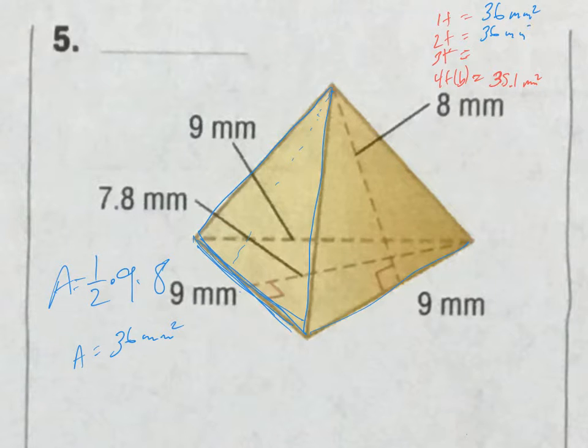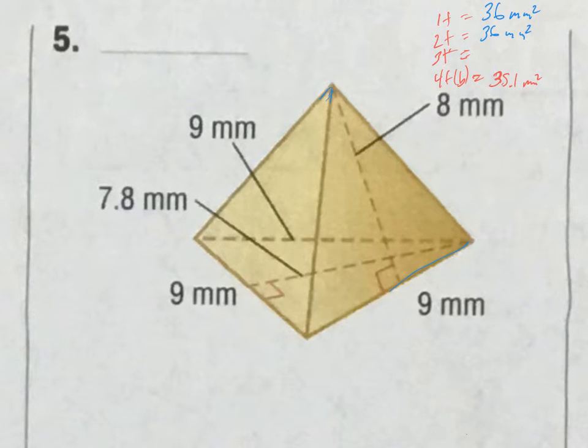Now, the last one is this one back here. And it shows me the base is 9, and it's going to the same point, so it's also going to have a height of 8. So because it's 9 and 8, I know that it's going to be 36 millimeters squared.